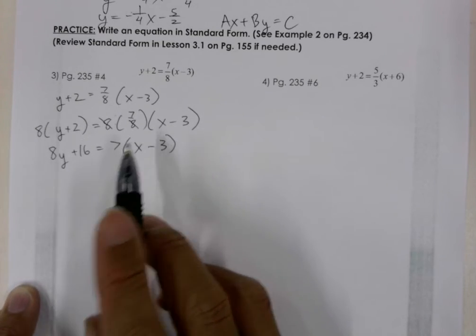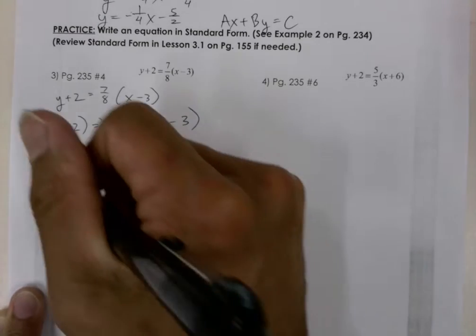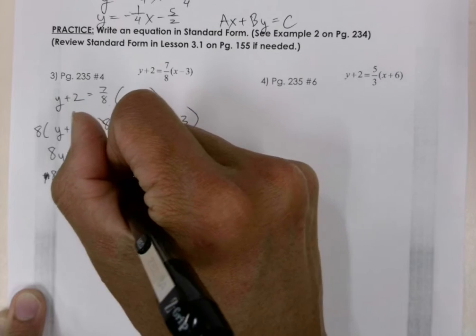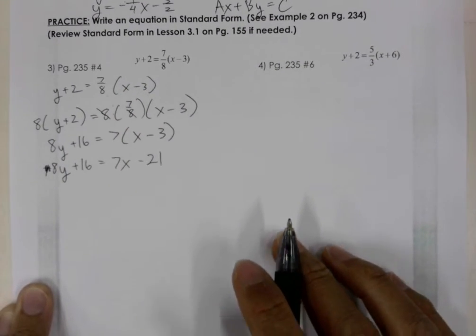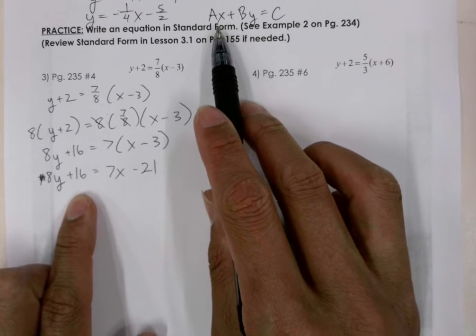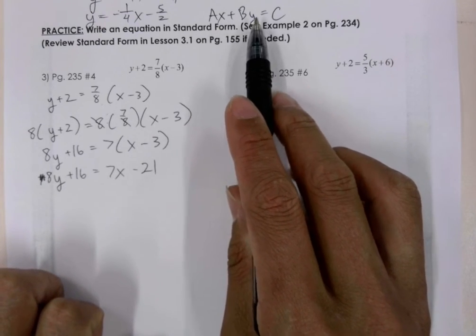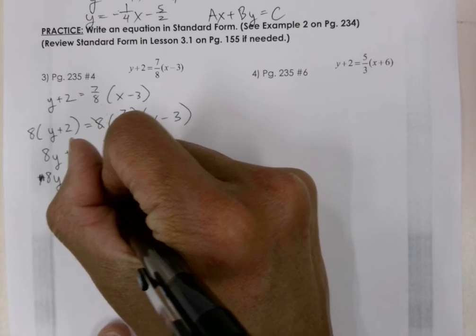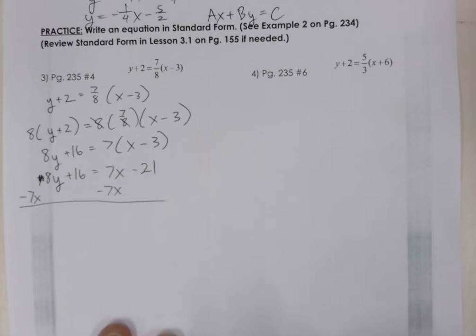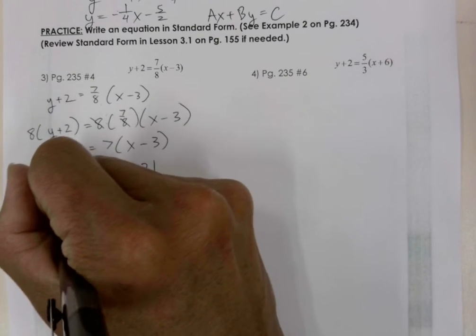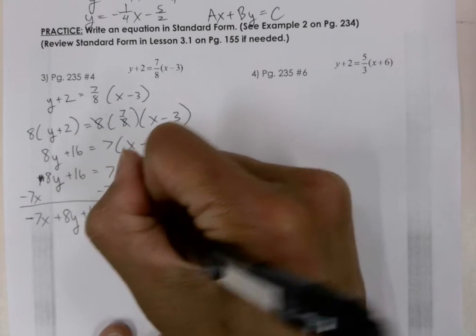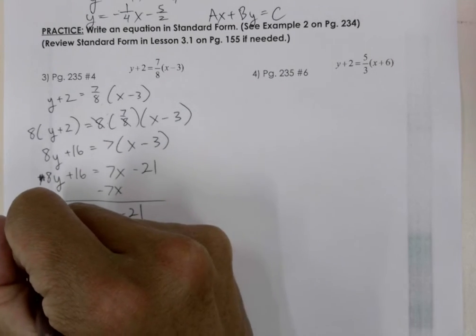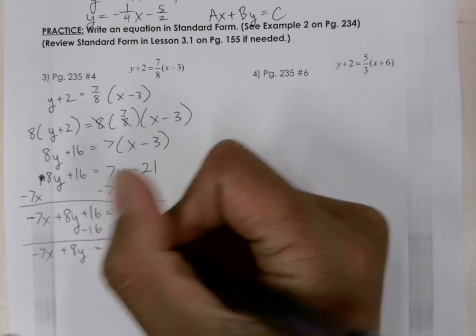Now we can distribute out the 7 and multiply it by both the x and the negative 3. When we do that, we will be left with 8y plus 16 is equal to 7x minus 21. Now to get this equation into standard form, we need the term with the x on the left side of the equal sign, followed by the term with the y, and we need the constant c on the right side. So let's start by subtracting 7x from both sides of the equal sign. What we're left with is negative 7x plus 8y plus 16 is equal to negative 21. Now we need to move the 16 to the right side, so we'll subtract 16 from both sides, and we'll be left with negative 7x plus 8y is equal to negative 37.